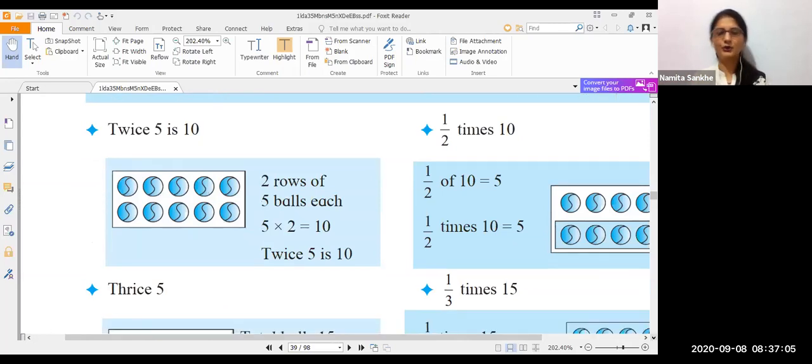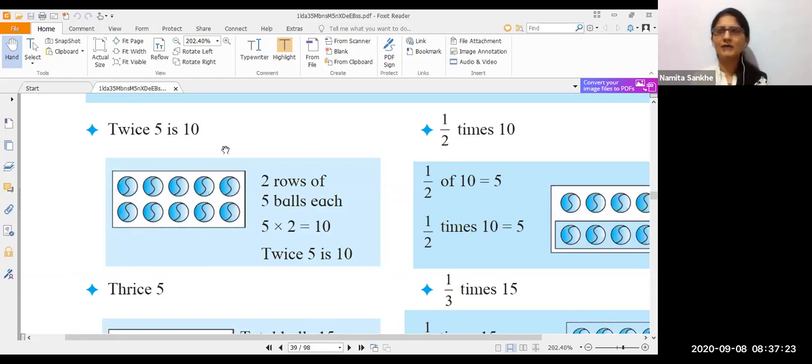As you all know, you know the table of 5. 2 times 5 is nothing but 10. Correct? Now in the first row, 5 dots are there. In the second row, 5 dots are there. So 2 rows of 5 dots each. So twice 5 is 10.